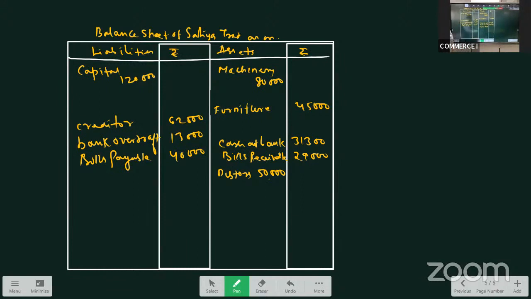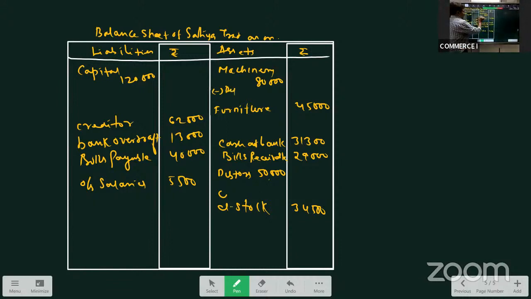We have taken, right? Now coming to the adjustment, closing stock. Closing stock, it is 34,500. Outstanding salary is a liability, 5,500. Depreciate machinery at what rate? At 5%. So we have already provided at the rate of 5%, it is 4,000, so 76,000. Then prepaid insurance is an asset.